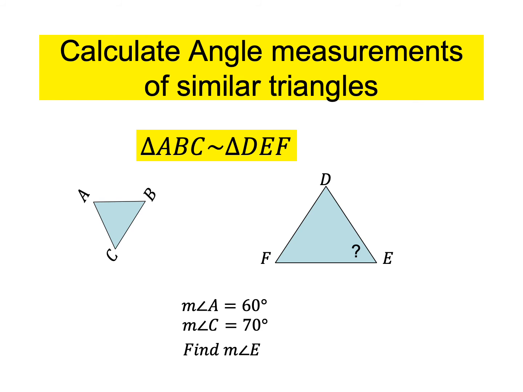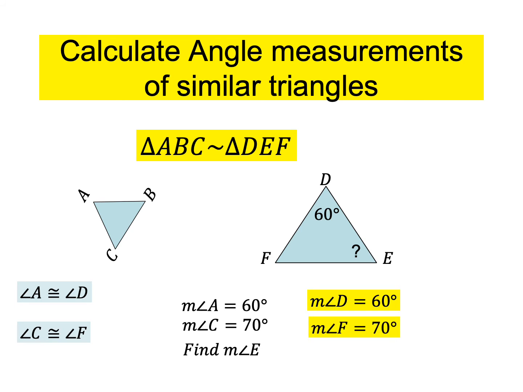And what we're going to rely on is the fact that if we know the two triangles are similar, that means their corresponding parts are congruent. So the first letter with the first letter, the middle letter with the middle letter, the last letter with the last letter. So if we know that angle A is 60, well, angle A corresponds to angle D, A with D. So therefore, if A is 60, D must be 60. We know that if C is 70, well, C corresponds with F. So if C is 70, then F has to be 70.